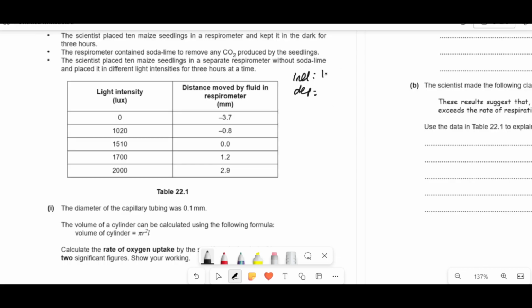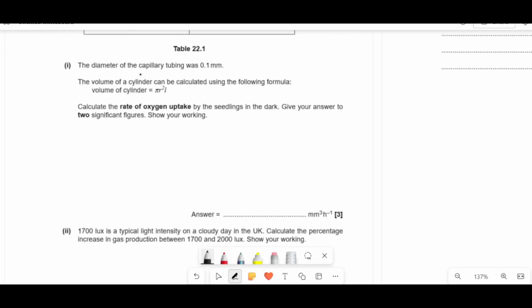So what their independent variable is, is what they've changed. So what have they actually changed? It was the lux of the light intensity here. And then what they actually measured as their dependent variable was the distance moved in the respirometer. Cool. Then just have a quick look at the data, what's going on. They've increased the light intensity, and we can see that the distance moved in the respirometer was initially negative, and then it's becoming more and more positive. Cool. The diameter of the capillary tubing was this. The volume of a cylinder can be calculated with that.